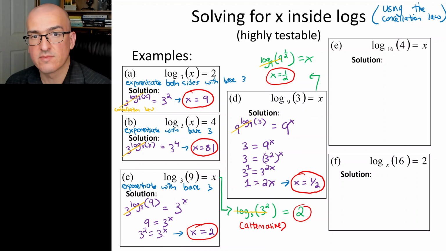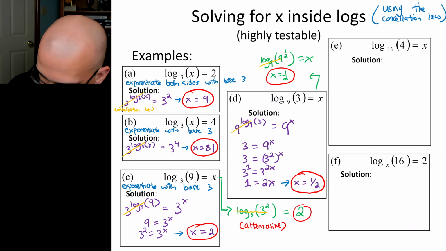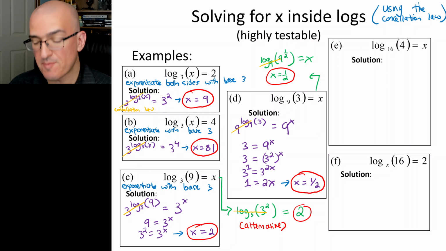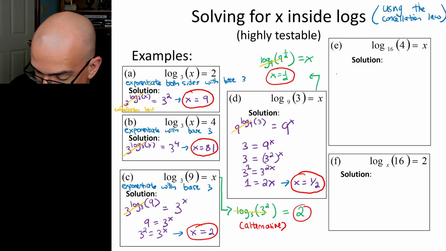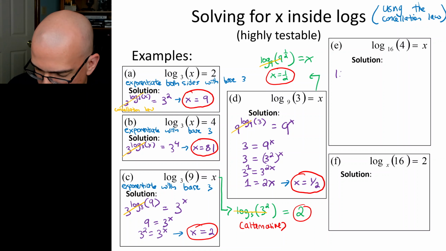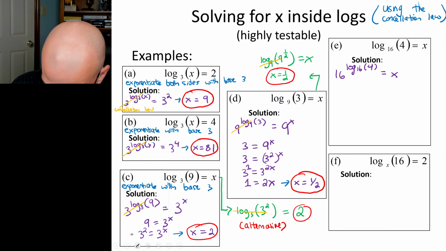Okay, the next one, I'm going to do the exact same way. I'm going to exponentiate, raise both sides as powers on the same base. And what base do I use? I use 16 because I want to match the base of the log function so I have access to this cancellation law, which destroys log functions. 16 to the power of log base 16 of 4 is equal to x. And I can cancel.